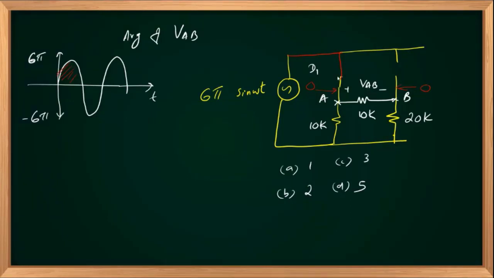It's clear that Vin, 6 pi sin, is connected to the anode of D1, and if both are open, the cathode will be at 0 potential. And of course, if Vin is positive, D1 turns on. So here D1 turns on. Is that clear? Any issues? And D2 will be in off state.